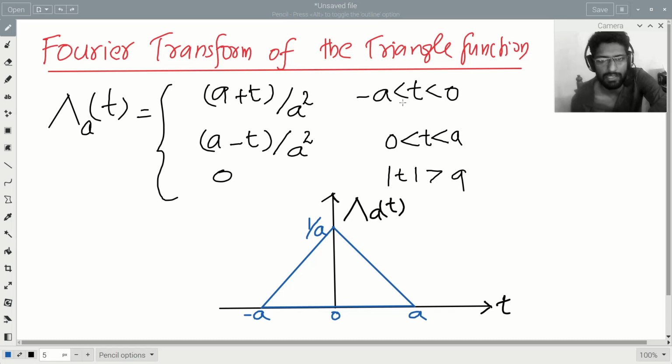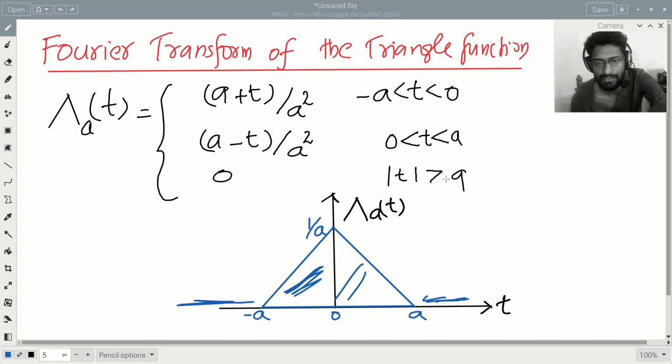a plus t divided by a square if t lies between minus a and 0. And you can see which is that portion. Now this portion, the value of the function is a plus t divided by a square. Now if t is in between 0 and a, which is the second region here, then the value of the triangle function is equal to a minus t divided by a square. And if t is greater than a, meaning on the right of a, and if t is less than minus a, towards this region, the value of the function is 0.